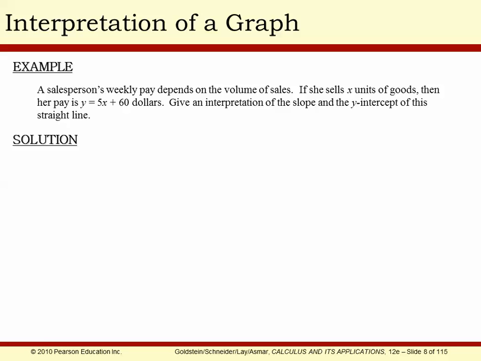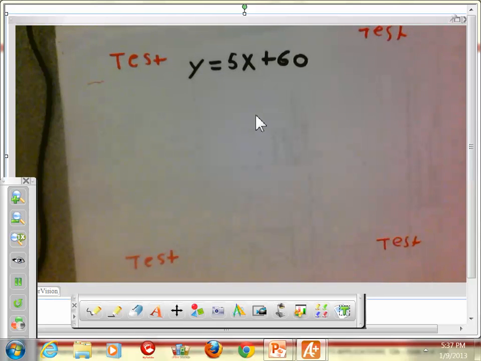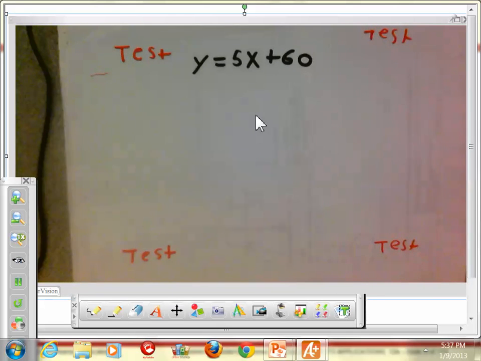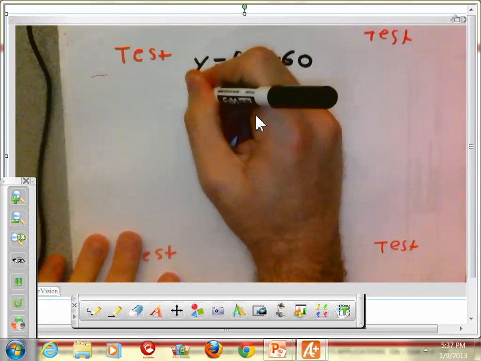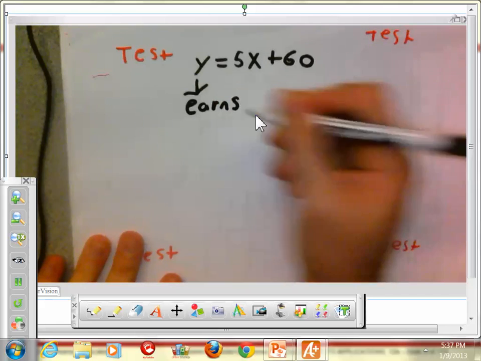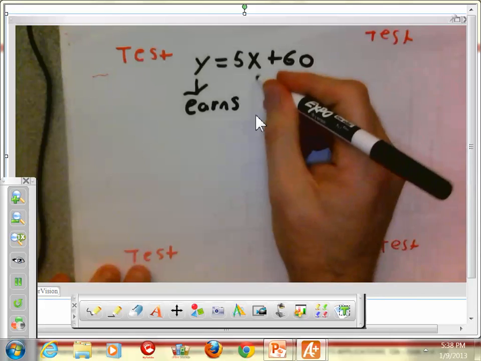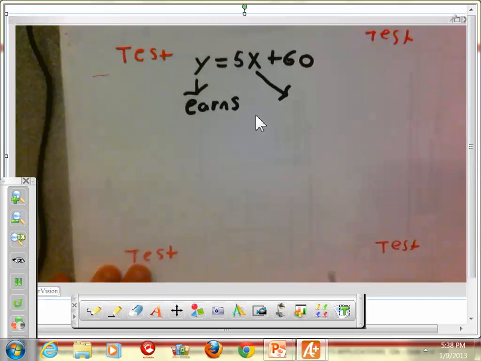Okay, so let's take a look at this. So let me just write it down here real quick and switch over. All right, can everyone see that okay? Yeah, okay. So this over here is how much she earns. Y is the amount that she's earning. That's how much she's going to get paid. And X over here is the number of items she sells.